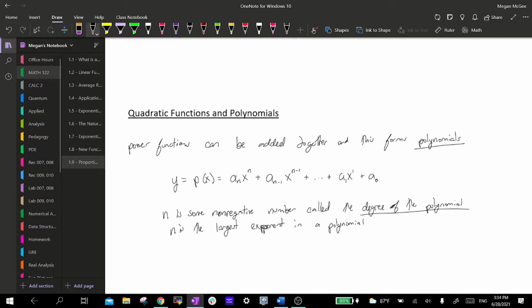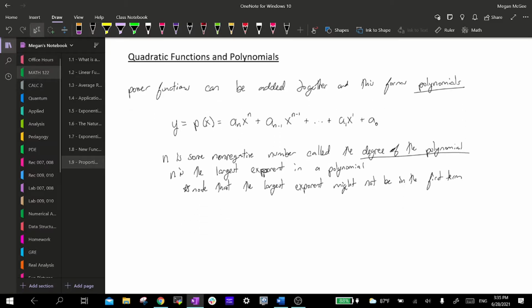Okay, I will make a little note that the largest exponent might not be in the front. So I'm saying that the largest exponent might not always be in the front, and that's just because addition is commutative, right? So you can move things around a little bit. So you just have to look through the whole polynomial to find the largest number. That's all I'm trying to say there. Alright, we'll see an example here in a moment.